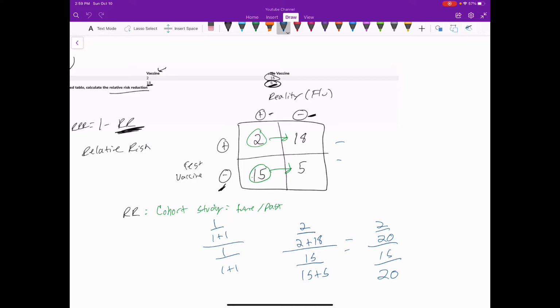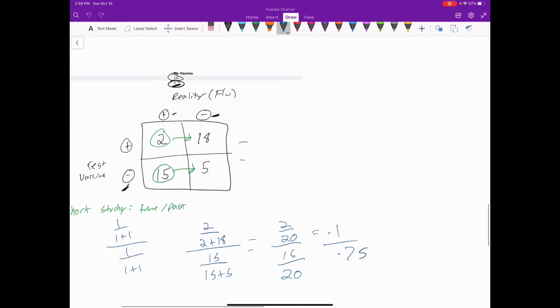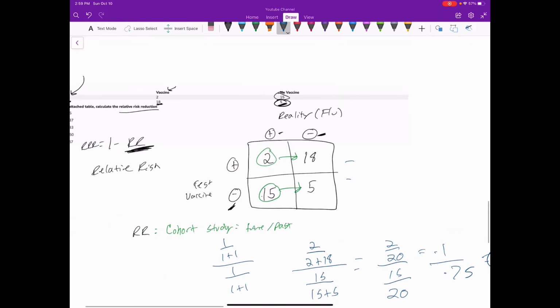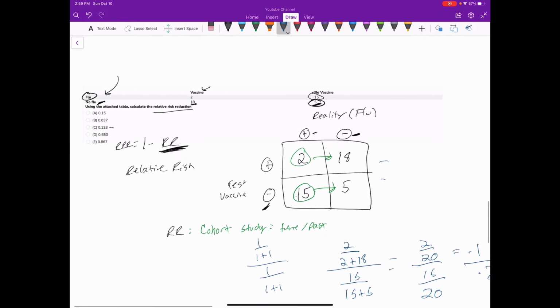So we pull up a calculator, and I'm going to go 2 over 20. That gives us 0.1, not bad. Over 15 over 20, that's 0.75, right? Now all we have to do is divide that. So 0.1 over 0.75, we end up with 0.133, and you should be like, oh, I'm happy, this should be our answer. If we look here, we see 0.133. Whoa. Is this our answer? No. We're not asking for the relative risk. We're asking for the relative risk reduction.